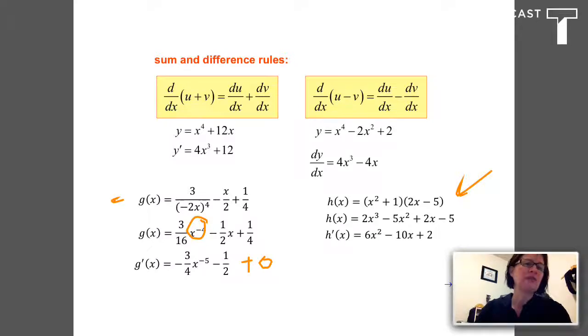Now I can take the derivative. The 3 comes to the front. The 2 comes to the front and multiplies. I get 6x squared minus 10x plus 2.